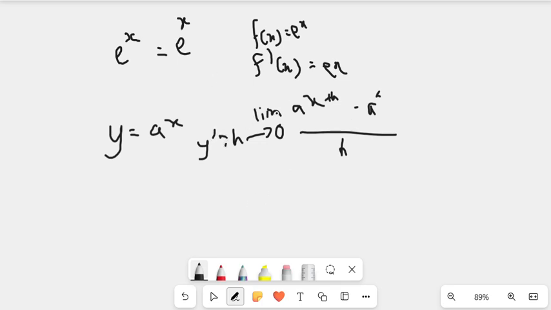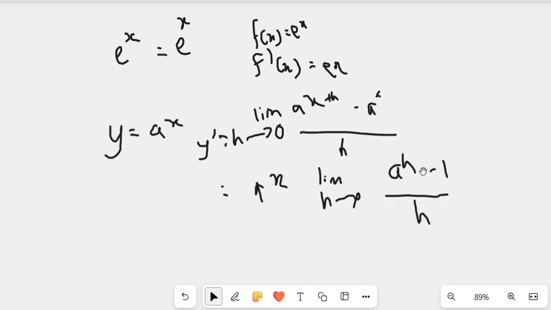Because the limit is an operator, of course we can factor things out. If you factor a to the power of x out, you get a to the power of x times the limit as h approaches 0 of a to the power of h minus 1, over h, because a to the power of x plus h is a to the power of x times a to the power of h.